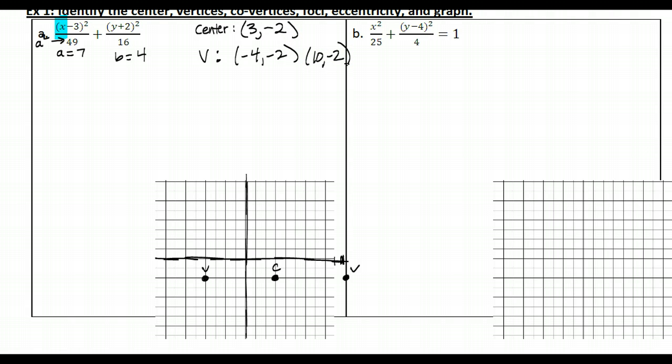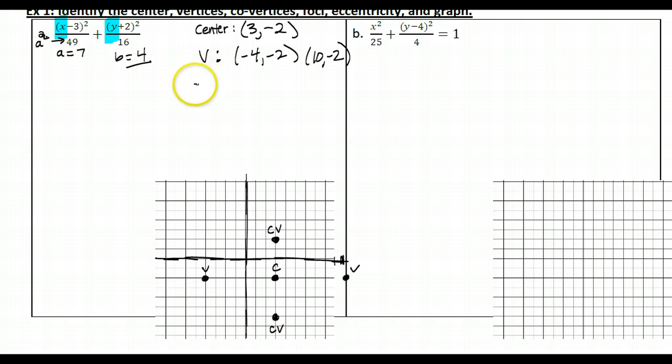Okay, let's find our co-vertices. So remember, the b value always matches with the co-vertices. This time b is matched with y, so I'm going to go in the y direction, 4 units each way from the center. So first up 4, 1, 2, 3, 4. And notice how I'm labeling my points, and down 4, 1, 2, 3, 4.